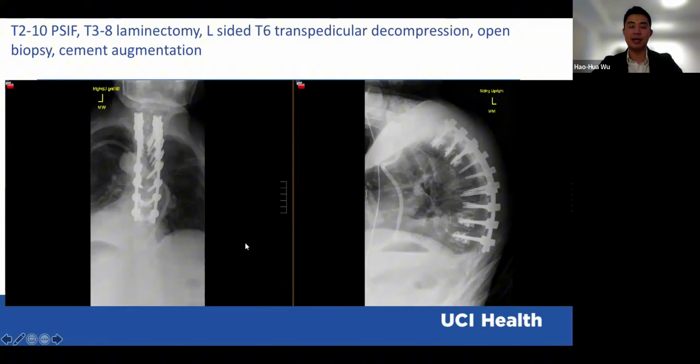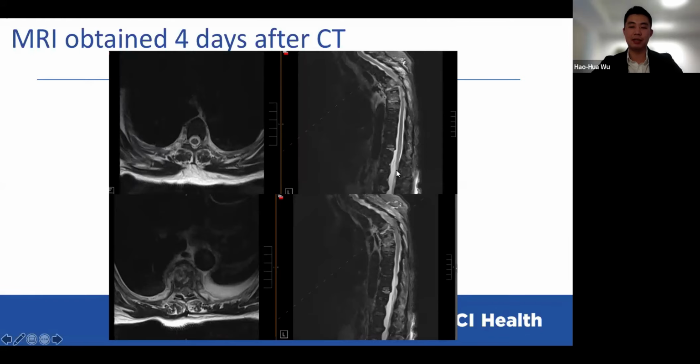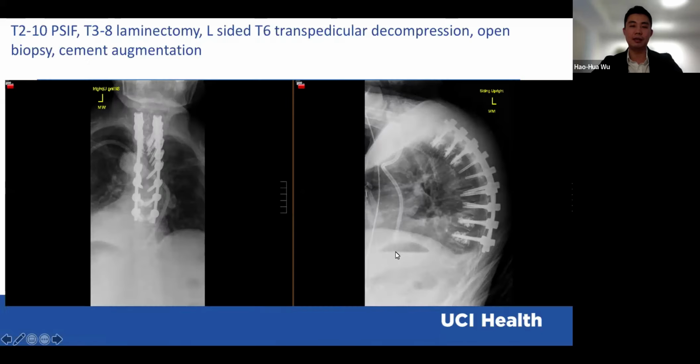So in this patient who has an acute thoracic spinal cord injury from a spinal epidural abscess in the setting of a pathologic fracture and multiple levels of stenosis, because as you see here, it's not just stenotic at T5-6 where the worst fracture is, it was also stenotic down to T8. We chose to do a T2 to 10 posterior spinal instrumented fusion with a laminectomy from 3 to 8 and a left-sided T6 transpedicular decompression just to push away the fractured bone from the front to give the ventral cord space. We also sent off the bone for additional culture.